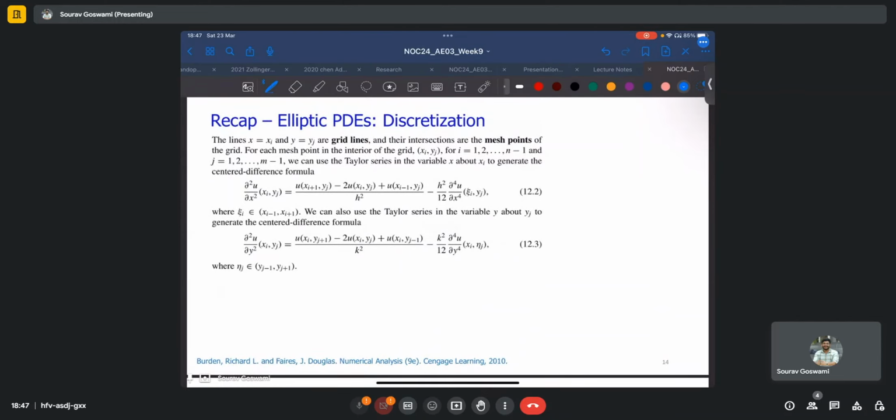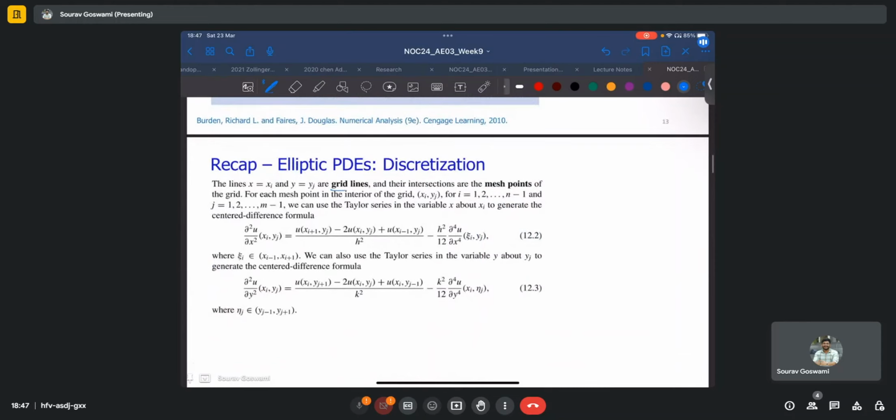So all these lines at xi and yj are called the grid lines, and their intersections are the mesh points. And for each mesh point, we can use the Taylor series in variable x at xi to generate the centered difference formula. In one of the previous sessions, we looked at the forward difference, the backward difference, and the center difference, and we also examined what advantages and drawbacks each of them might have. The center difference formulation is available to us. Again, for the y-axis, we can do the same thing utilizing the Taylor series and again generate the center difference formula, which is given to us in 12.3.